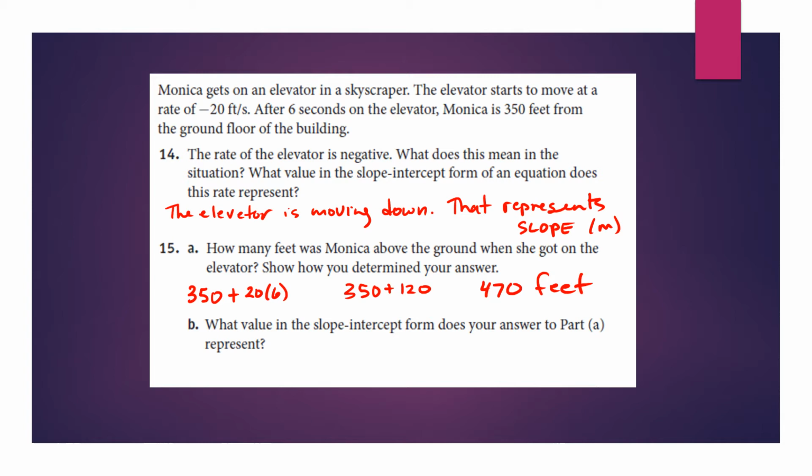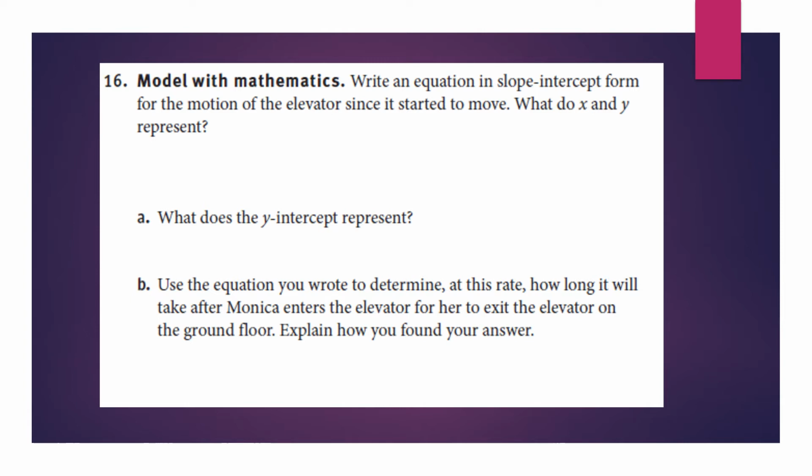What value in the slope-intercept form does this represent? To the answer to part A there. That would be her starting point when the number of seconds was 0. So that represents the y-intercept, which is also b. So when x was 0, when the time was 0, she was at 470 feet. So you can see it gets a little bit more fun when we get to do real stuff with it.